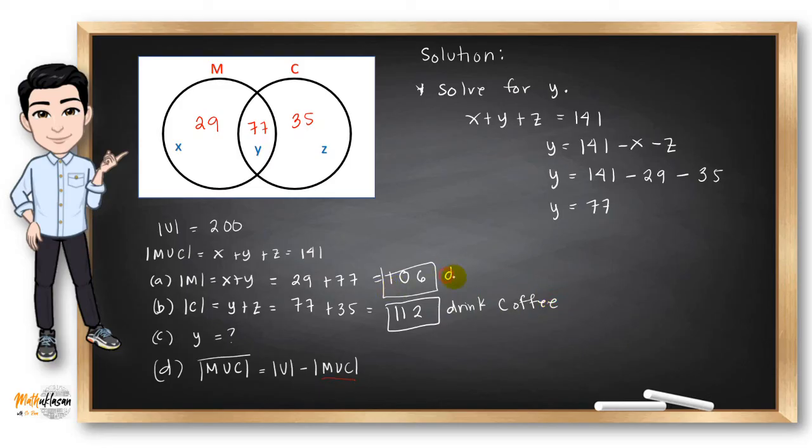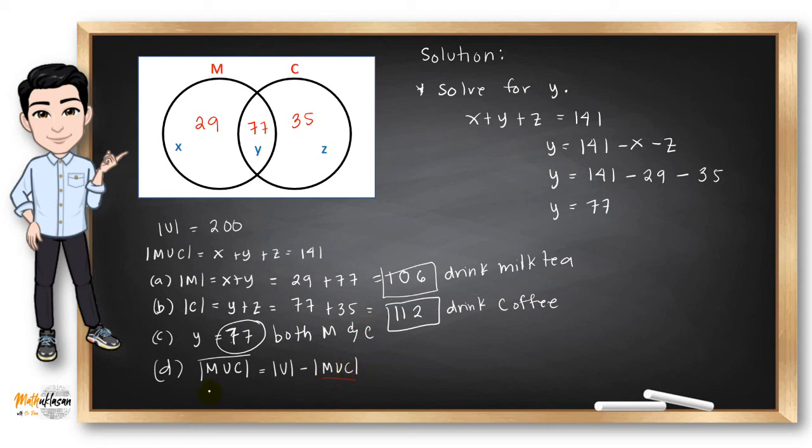Okay, so 106 here drink milk tea. Okay, how about y, or the number of students who drink both? We already solved for the value of y, which is 77. So y here is 77. So there are 77 students who drink both milk tea and coffee at the same time.